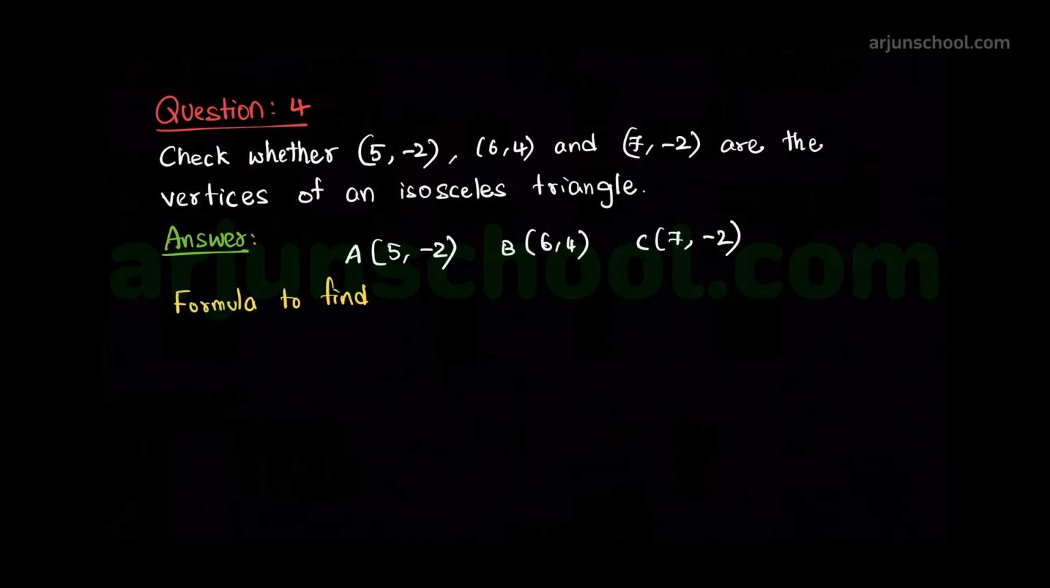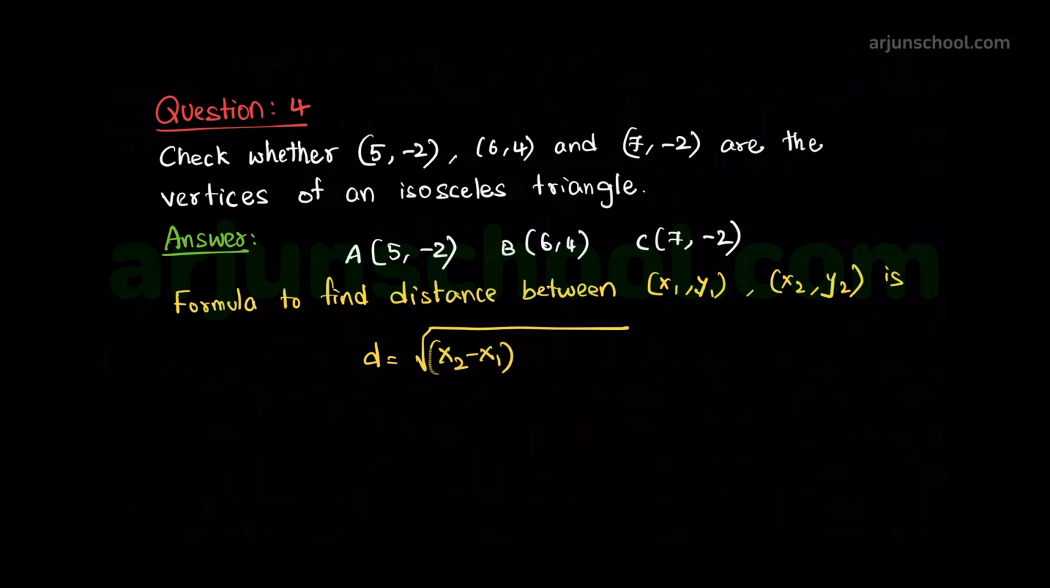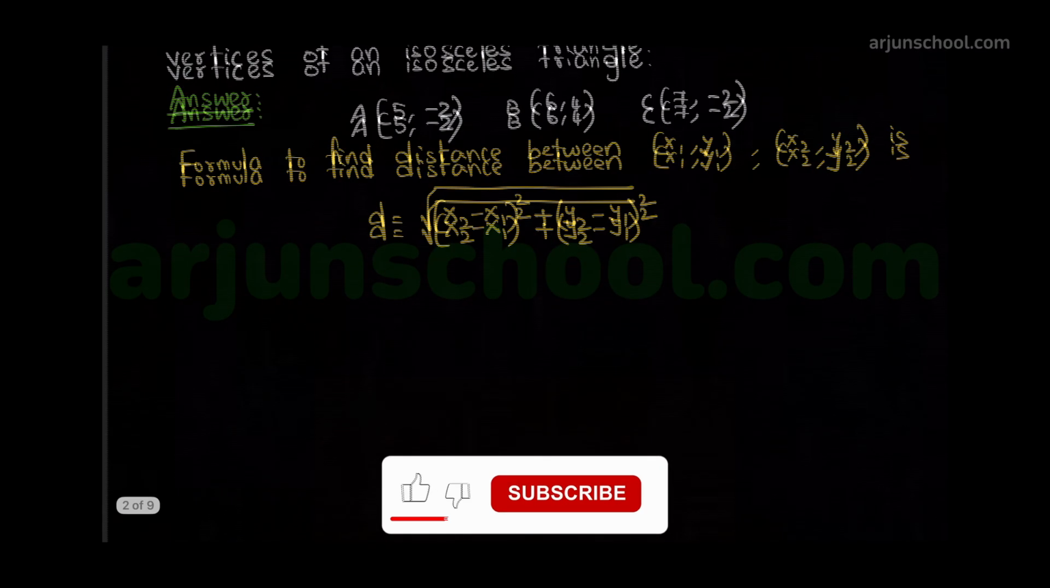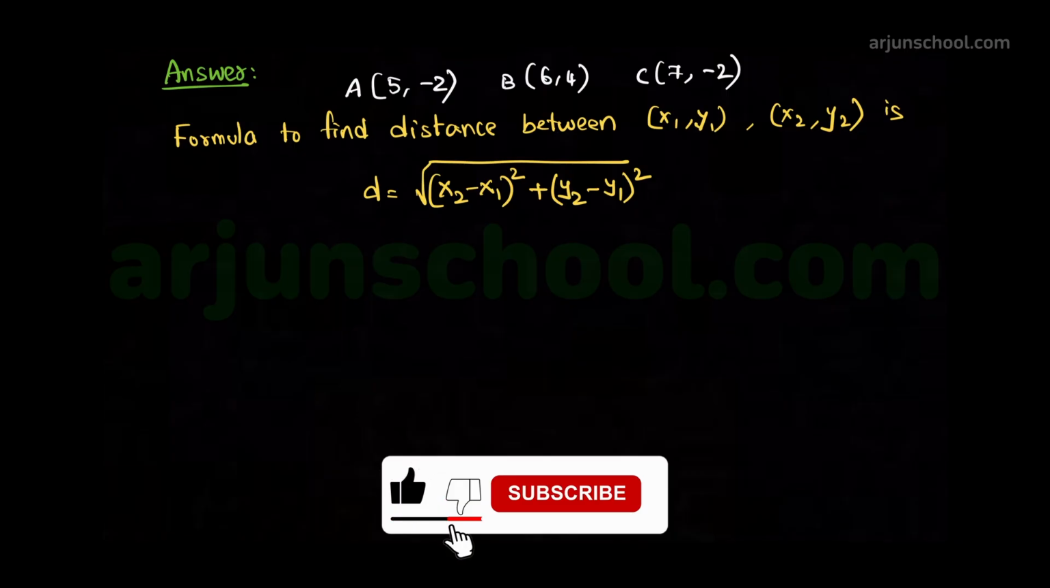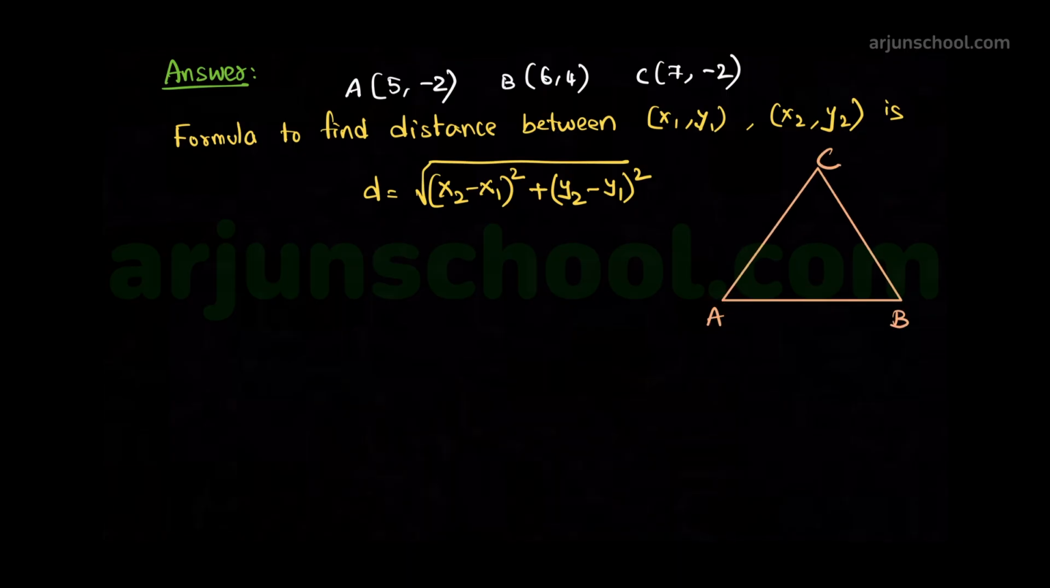The formula to find the distance between two points (x1, y1) and (x2, y2) is the square root of (x2 - x1) whole squared plus (y2 - y1) whole squared. Now let us find the lengths of all the three sides. We are going to find the length of the three sides AB, BC and AC.